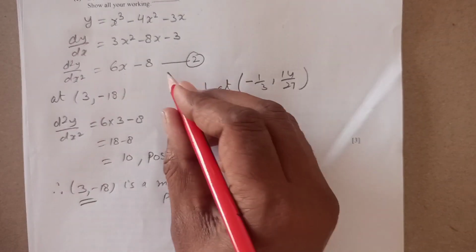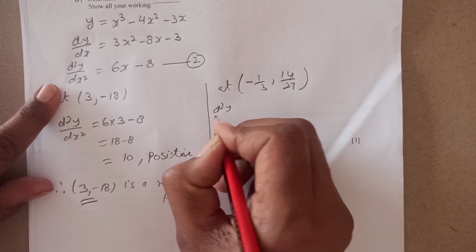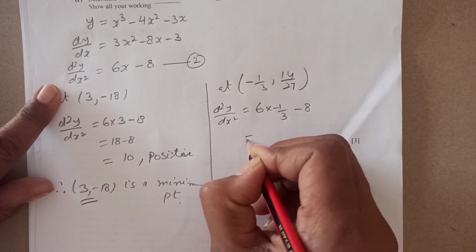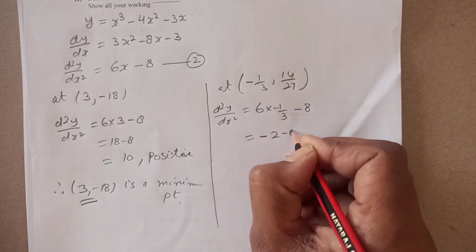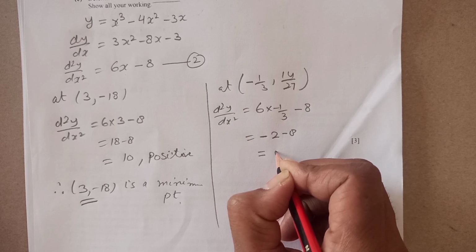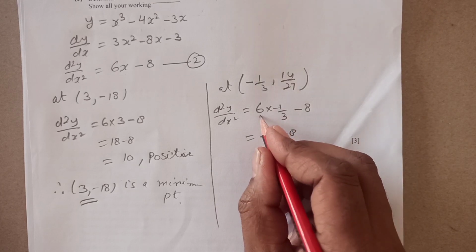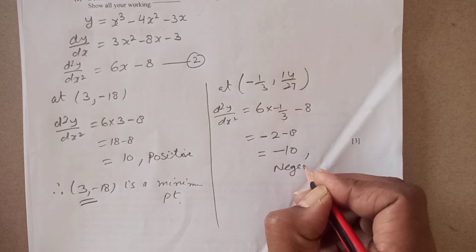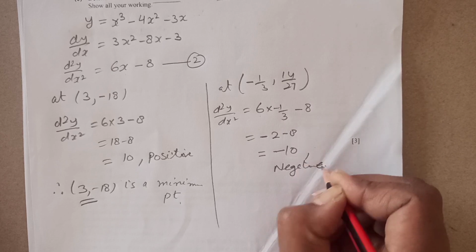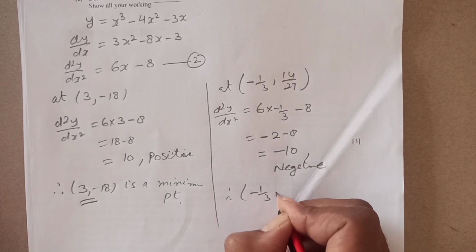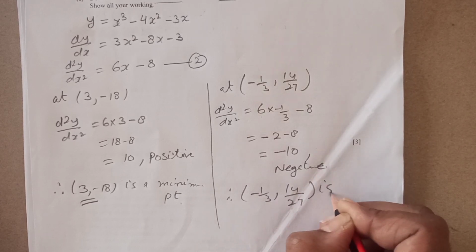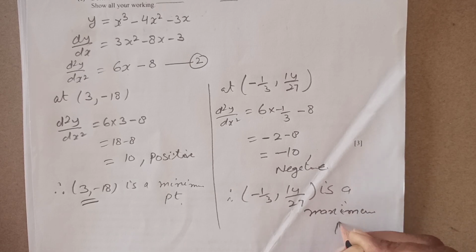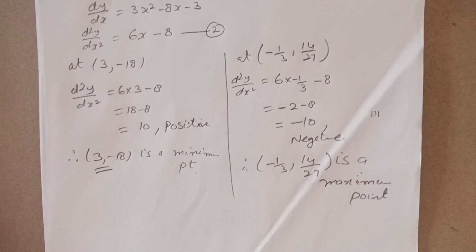So now let's see at this point. The second derivative is going to be 6 times minus 1 over 3, minus 8. So this is minus 2 minus 8, which is negative 10. So it is negative, right? As I just told you, when the second derivative is negative, therefore negative 1 over 3 and 14 over 27 is a maximum point. So that's it for this paper.